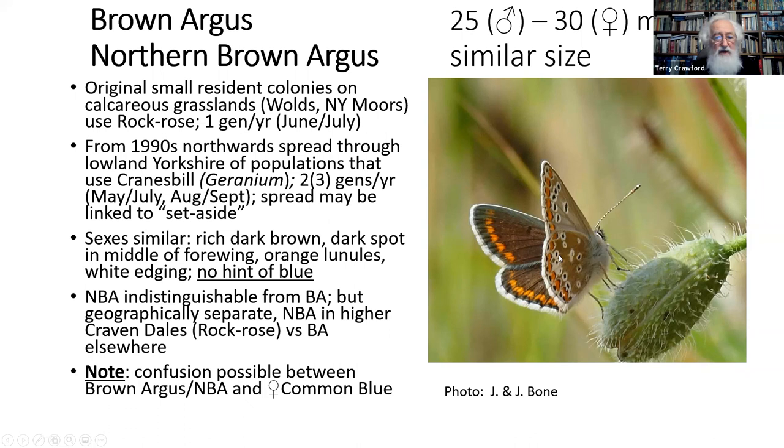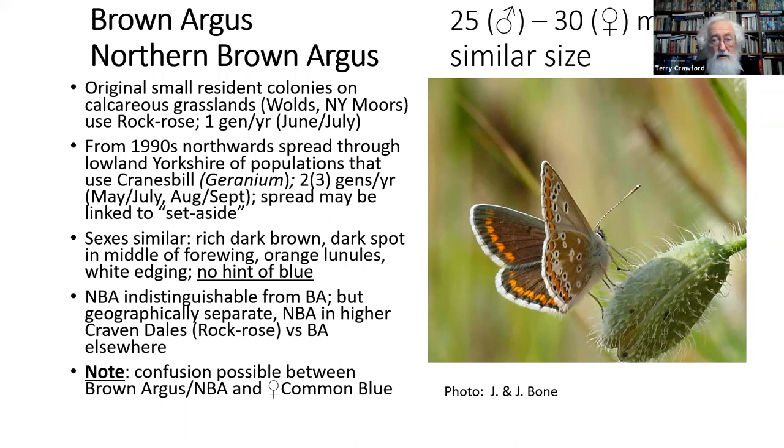Another complication is that there's another species called the northern brown argus, which is indistinguishable from the brown argus, except where they occur. Up in the dales of Yorkshire, you get the northern brown argus, and south and eastward of the dales, on the lower ground, you get the brown argus. The brown argus is spreading, so I suppose you get some higher dales, and then there'll be a problem. But there's no reliable way at the moment of telling the difference between brown argus and northern brown argus other than where you've seen them.